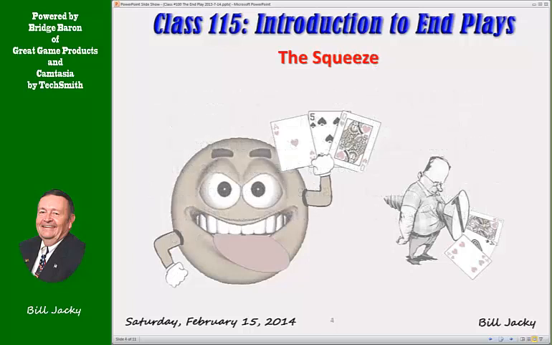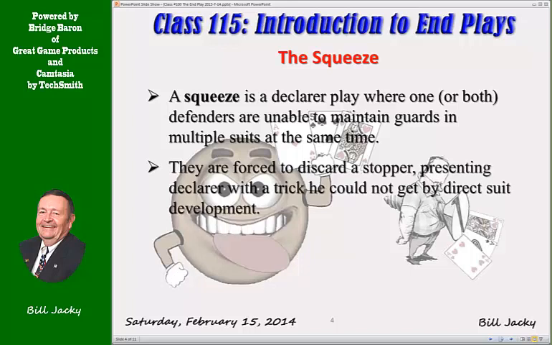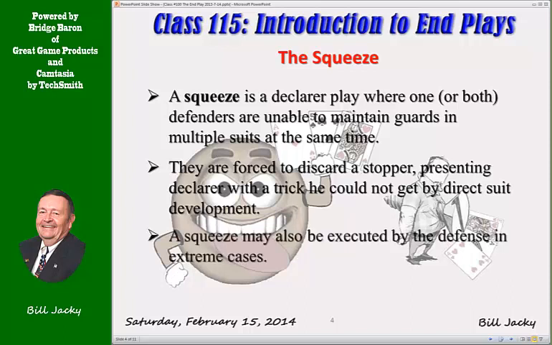A squeeze. A squeeze is a declarer play where one or both defenders are unable to maintain guards in multiple suits at the same time. They are forced to discard a stopper, presenting the declarer with a trick he could not get by the direct suit development methods we've covered previously. A squeeze may also be executed by the defense in extreme cases.